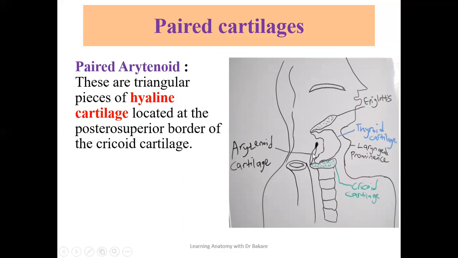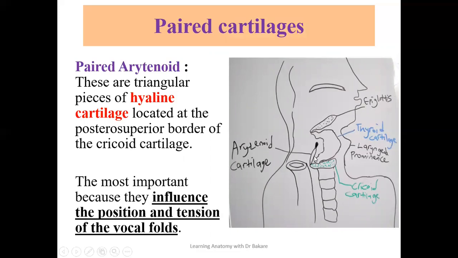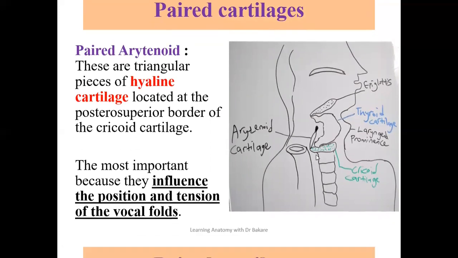And this is where it stands. You see the cricoid down here. This is the arytenoid. You see it at the posterior end of the cricoid cartilage. What they do basically is to influence the position and the tension that is created in the vocal folds. We will see where the vocal folds are located in the course of this lecture.